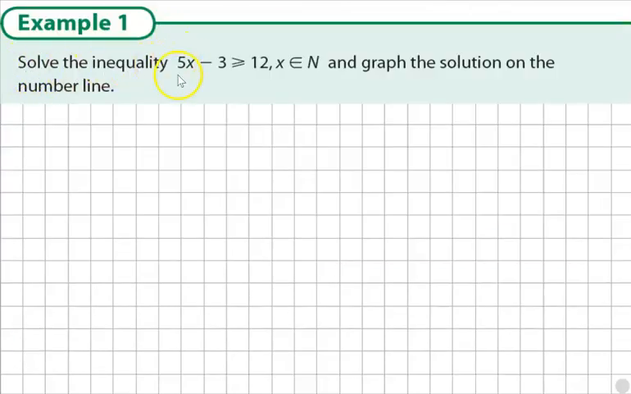Solve the inequality 5x minus 3 is greater than or equal to 12, where x is an element of the natural number set, and graph the solution on the number line. So we start with our inequality: 5x minus 3 is greater than or equal to 12.